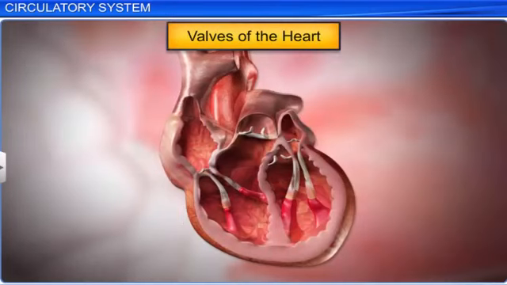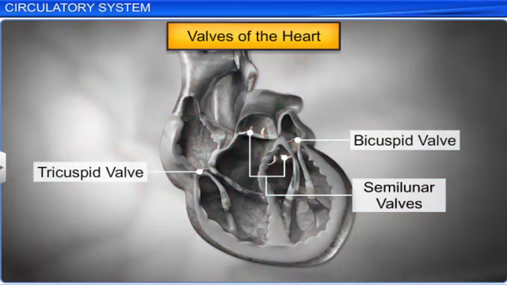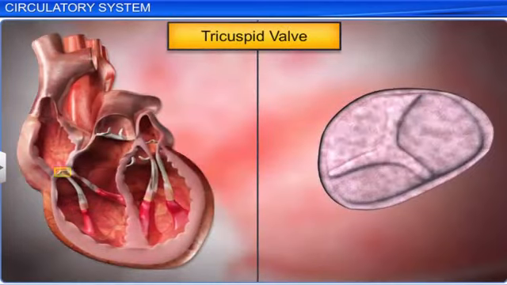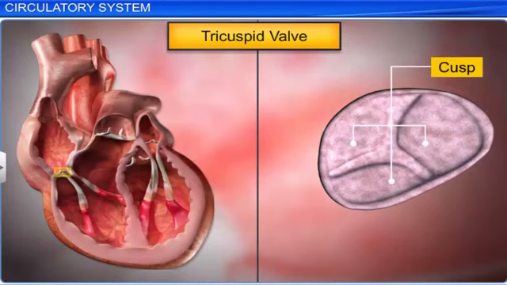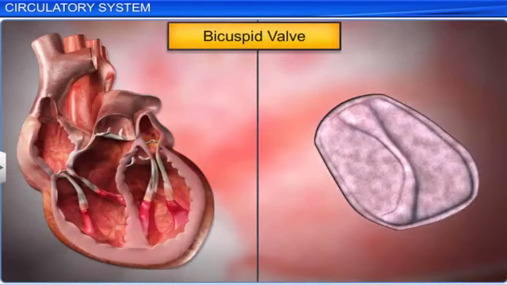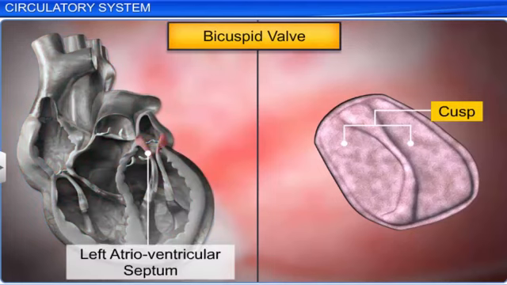However, there are openings between the chambers of the heart which are guarded by 3 types of valves that allow the flow of blood in one direction. The tricuspid valve is made of 3 muscular flaps or cusps and guards the opening to the right atrioventricular septum. The bicuspid or mitral valve is made of 2 muscular flaps or cusps and guards the opening to the left atrioventricular septum.